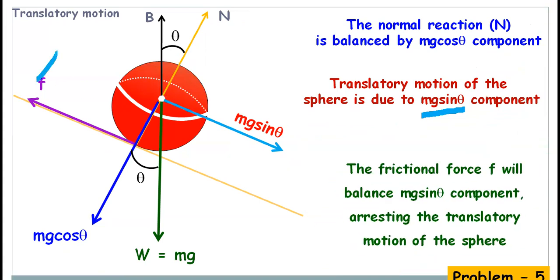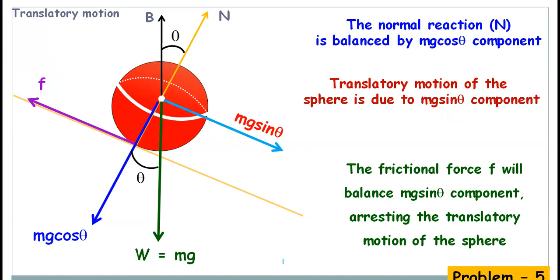If you look at the friction, it is opposite to mg sin theta, isn't it? So for the translatory motion of the sphere to be absent, mg sin theta should be balanced by the frictional force. The frictional force acting on the sphere and the mg sin theta component of the gravitational force are opposite. So if both are equal, they cancel each other. So the sphere won't undergo translatory motion. The frictional force F will balance the mg sin theta component, arresting the translatory motion of the sphere.